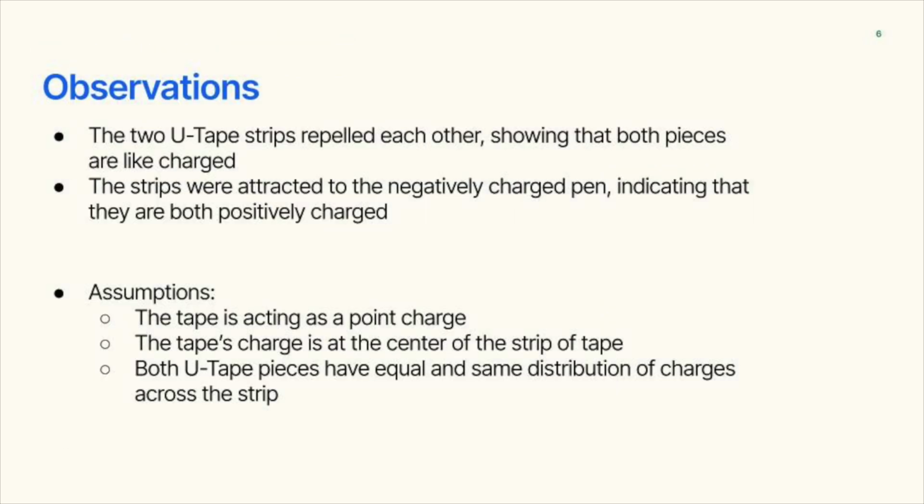This experiment allowed me to observe that the 2 U-tapes repelled each other, showing that they were like charged. When the U-tape was put next to a negatively charged pin, it attracted to it, which showed that the U-tape was positively charged. The assumptions that I made within the experiment were that the U-tape was acting as a point charge, then that the tape's charge was at the center of the strip of the tape, and finally that both tape pieces have equal and the same distribution of charges along the strip.